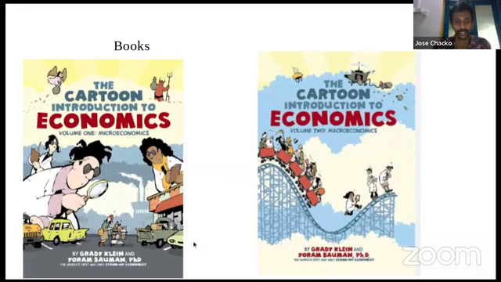For instance, in some schools, we use some books. These are some books which I found really interesting. As you all know, students love reading cartoons. These are the two books which I found very interesting. The first one is the Cartoon Introduction to Economics, where students are taught microeconomics, and the second volume of the Cartoon Introduction to Economics, where students are taught macroeconomics. So students love reading stories and cartoons. They will really enjoy reading this.